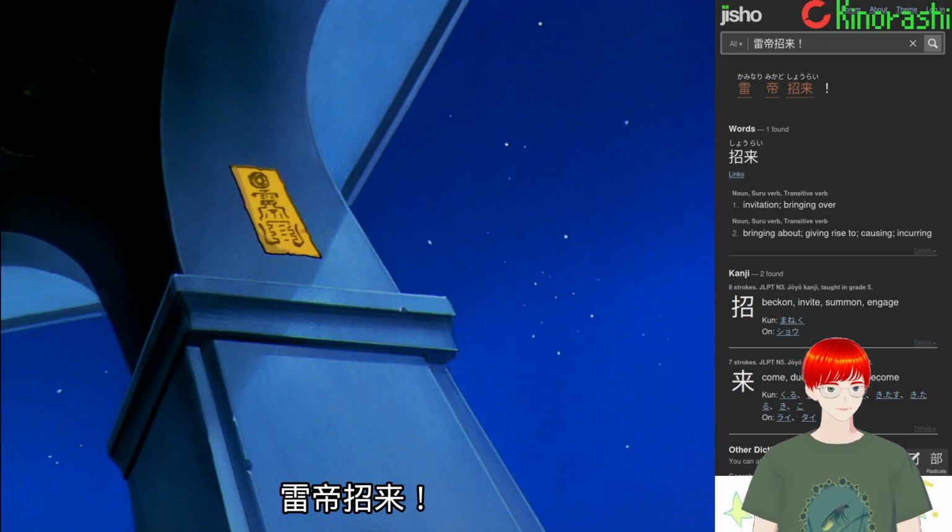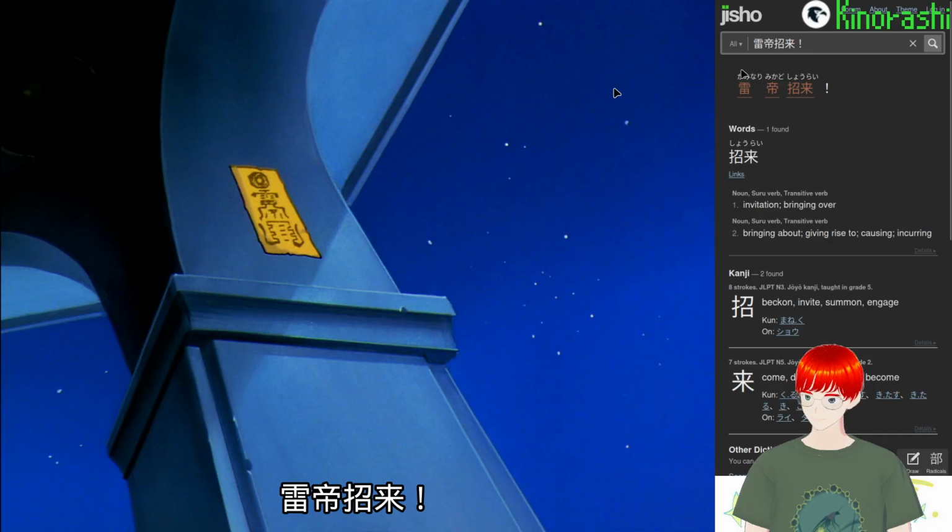Okay, when he says Raitei Shorai in the anime, he is speaking Japanese. Although the character is of Chinese origin, and Syaoran is a Chinese character from Hong Kong, the incantation in the Japanese production of Cardcaptor Sakura was spoken in Japanese using On'yomi Sino-Japanese readings of the characters. Let's look up those readings.